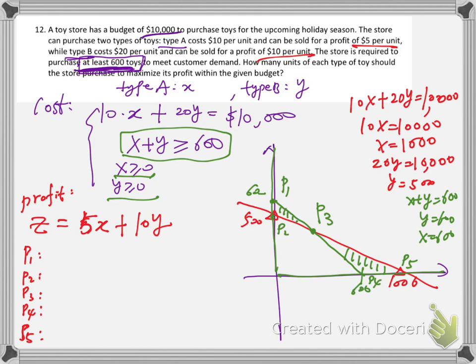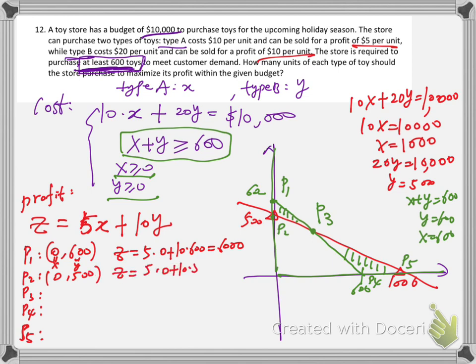Okay, so let's look at P1. So P1 is 0, 600. So this is x, this is y, so z is 5 times 0 plus 10 times 600, so this is $6,000. That's the profit for P1. And then P2 is 500. So the z is 5 times 0 plus 10 times 500, so this is 5,000. We want to maximize. So P2 is wrong because P1 is 6,000.